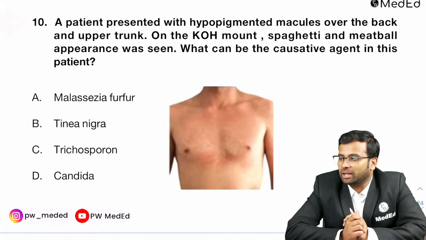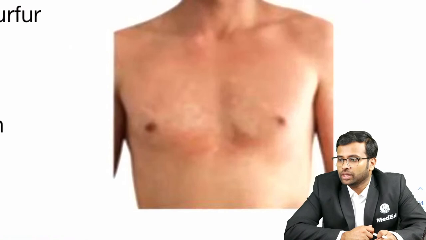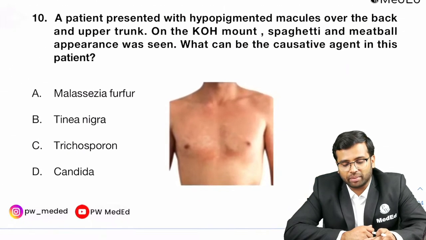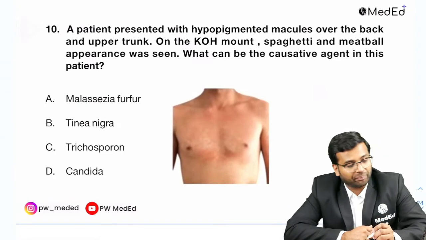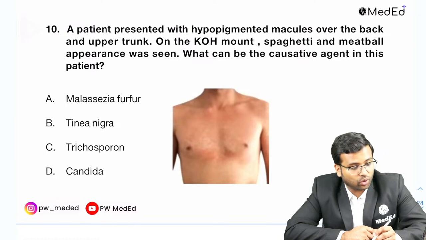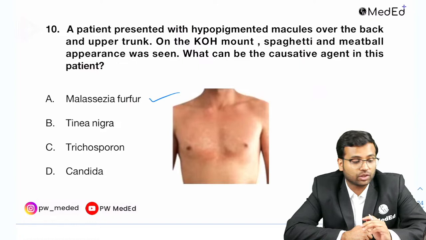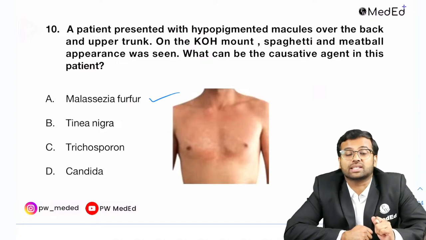Now, a very typical image is also given. So, in this typical image, what do you see? I am just zooming out this image for you. You can see that there are hypopigmented patches over the trunk. So, Fahim, Metsaiko, Bhavna, all of you are answering it as Malassezia furfur. PK is also answering. Excellent. The correct answer is going to be Malassezia furfur.